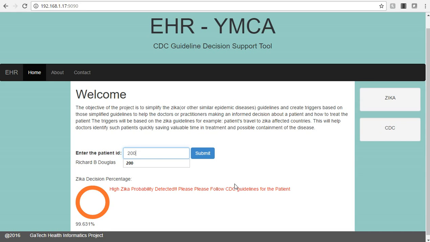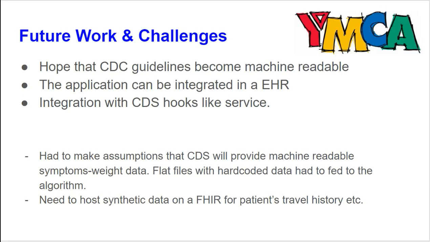It is possible that the doctor was not even aware of Mr. Douglas' possible infection, or maybe Mr. Douglas doesn't even have Zika infection. But following further guidelines and making further probes will only help avoiding or treating Zika in advance. Thank you. Future work and challenges.